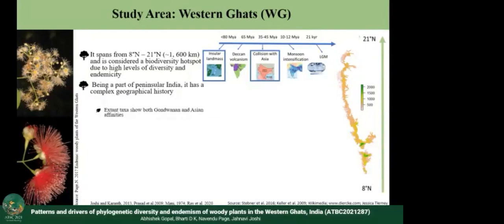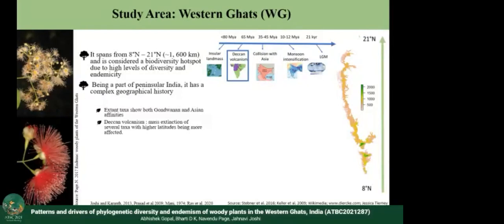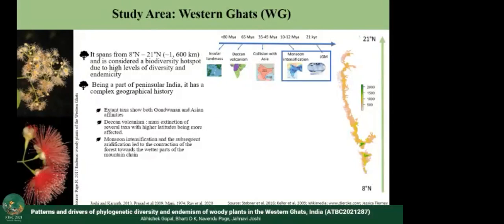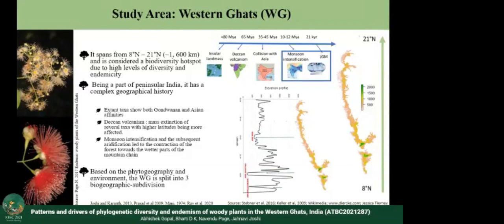Extensive volcanic activity towards the end of the Cretaceous triggered mass extinction in the peninsular India, affecting the northern Western Ghats disproportionately more. Furthermore, the aridification of the peninsular India, along with the intensification of the monsoon, led to the contraction of the rainforest longitudinally. Consequently, the southern Western Ghats are hypothesized to act as a refugia for several taxa across different time periods. The Western Ghats are further divided into three subdivisions based on the phytogeography and the environmental conditions, namely the northern, central, and the southern Western Ghats.